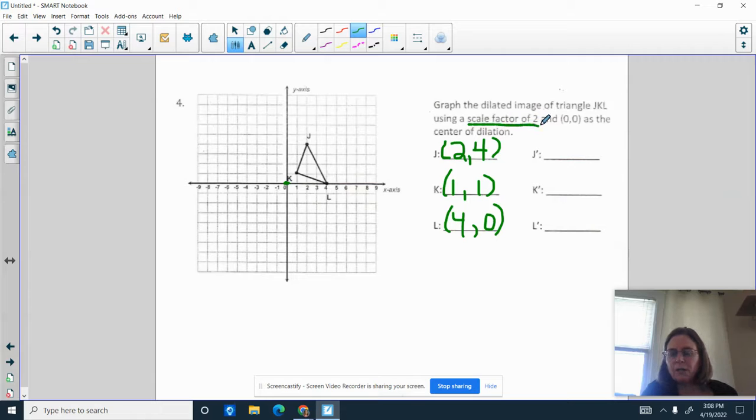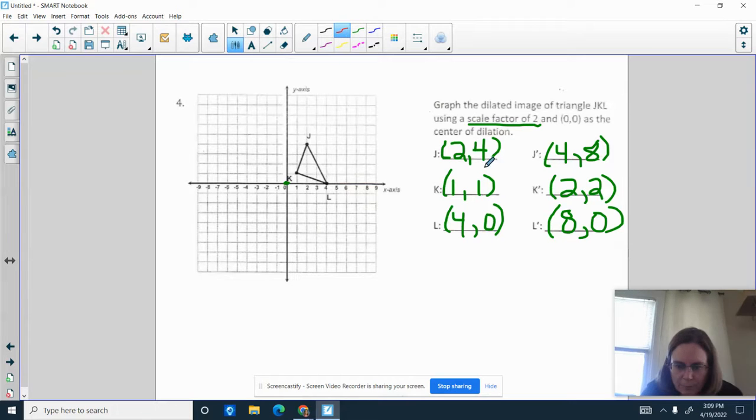All right, now a scale factor of 2. What that means is you take your coordinate points and you multiply each of those numbers by 2. So I'm going to do 2 times 2 is 4. And then 4 times 2 is 8. And I'm going to continue to multiply everything by 2. And once I have those coordinate points down, then I'm going to go back to my coordinate grid and I'm going to graph those. And 0 times 2 is 0.